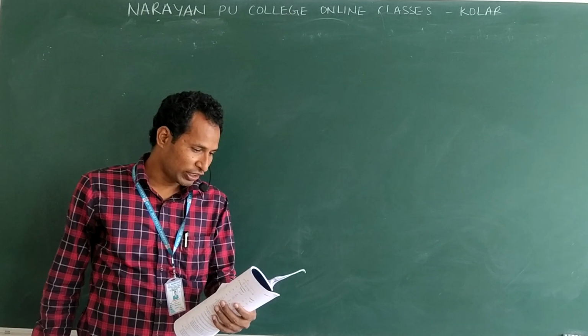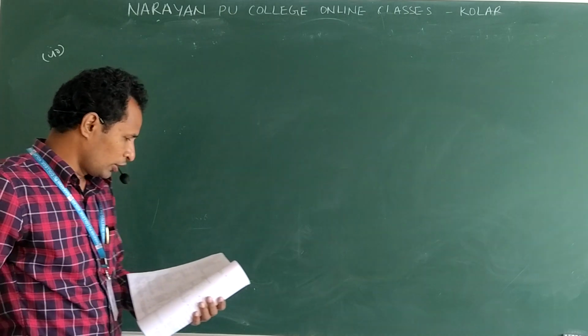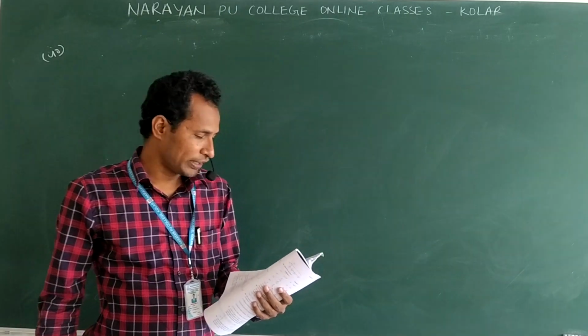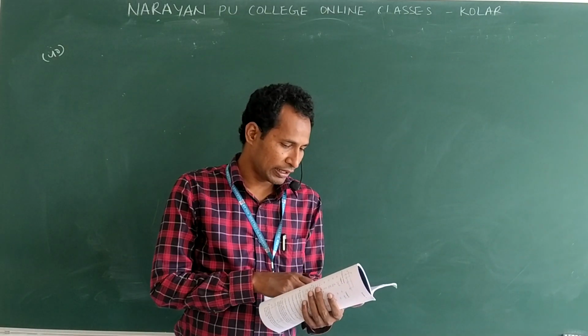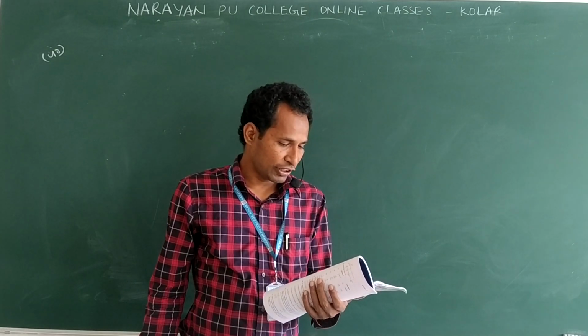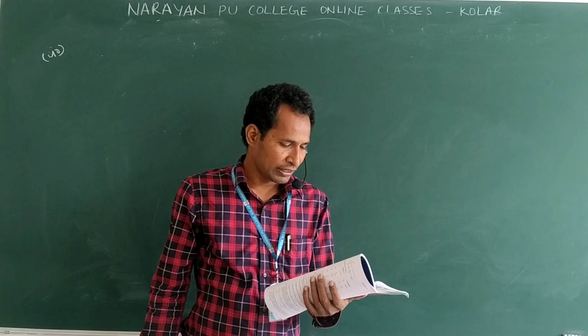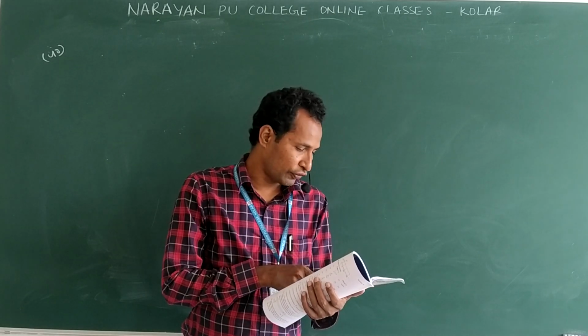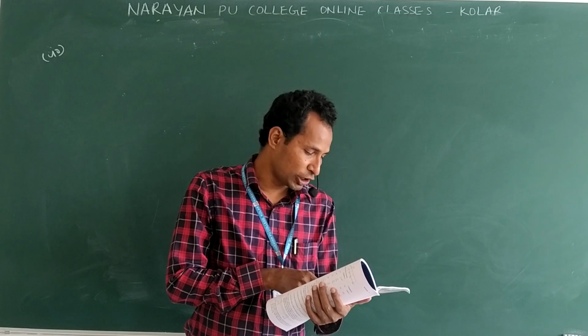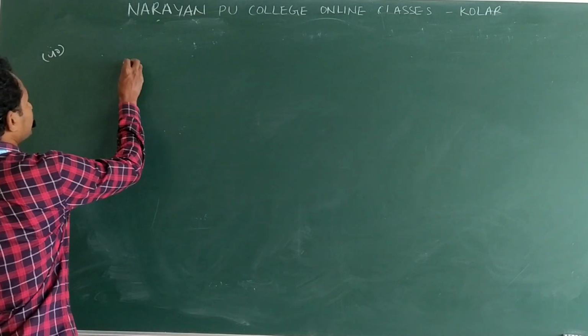Now come to question number 40. Two short dipoles of moment 8p and 64p are placed in opposite direction at a separation d. The electric field will be zero at a point between them at a distance x from the dipole of moment 8p. What is the value of x? Now, two dipoles are given.